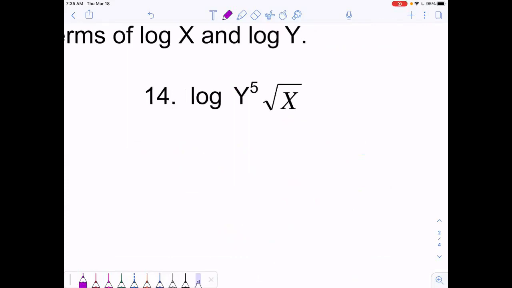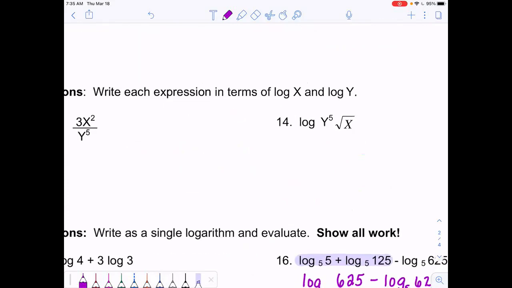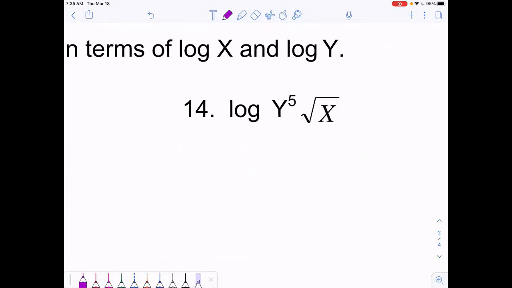So number 14, this one wants us to expand, and it says write each expression in terms of log x and log y. So the first thing here, what's happening with y to the 5th and the square root of x? What's the operation between there, Alyssa? Right in here, we're adding, subtracting, multiplying, dividing. Multiplying, yeah, these two are being multiplied together. So first, we're going to separate them. So they're being multiplied. We're going to rewrite these as 2 individual logs into addition. So that's the product property. It's being multiplied, expand into addition.